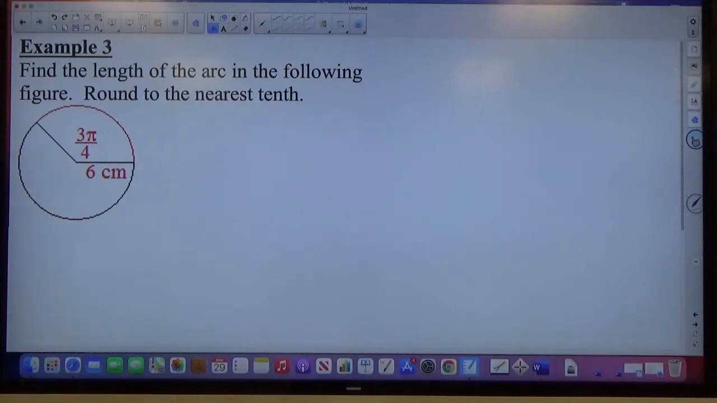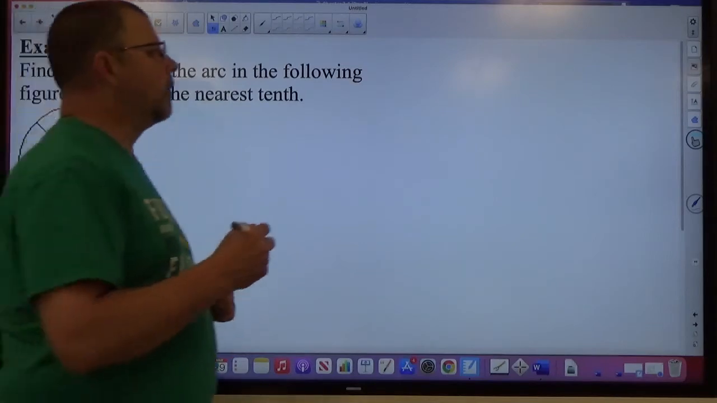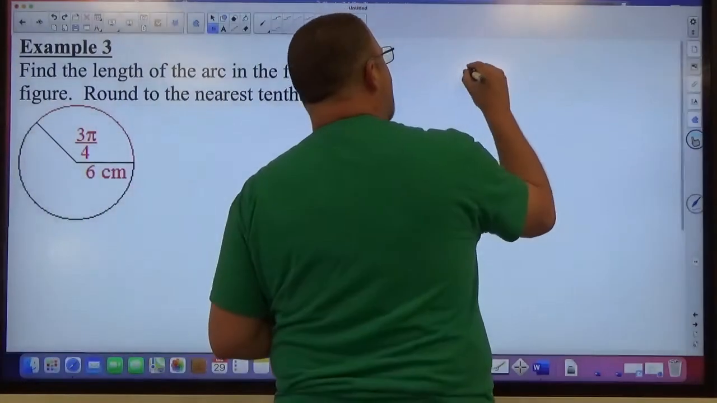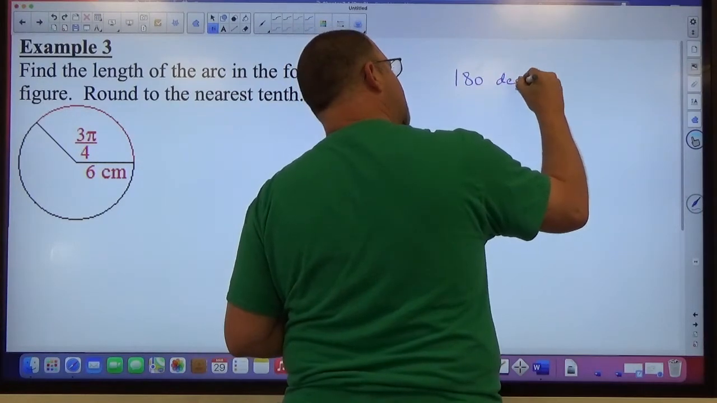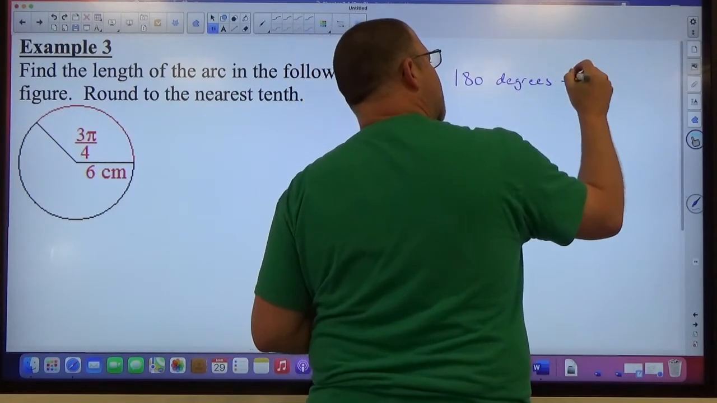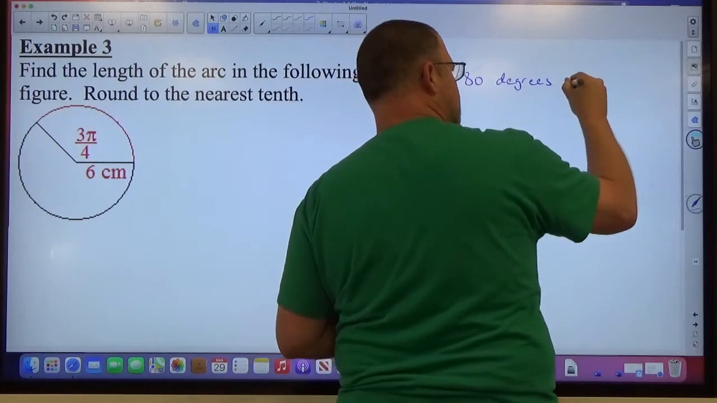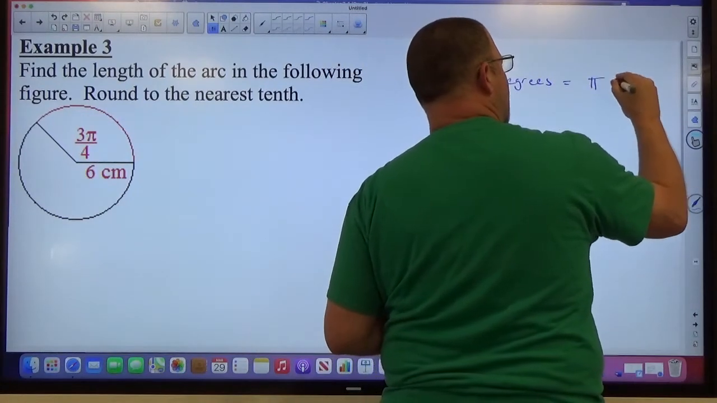All right, now notice this problem here. It says find the length of the arc in the following figure, round to the nearest tenth. Now, introducing you to a new idea. It's called radians instead of degrees. Okay, so let me just tell you the relationship here: 180 degrees is equal to pi radians.